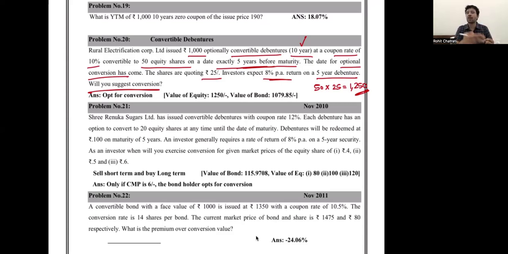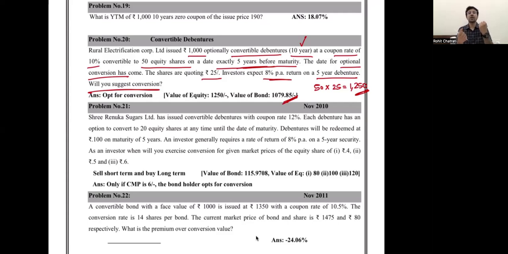If I do not convert, I'm going to receive coupon and maturity value. The present value of the coupon and maturity value is what I will calculate. I'm not getting into the calculations because we have seen umpteen number of calculations of value of a bond, but the value of the bond will be 1079. So if I convert it into equity shares, the value is 1250. If I continue to hold the bond, then I am going to receive 1079 in present value terms.